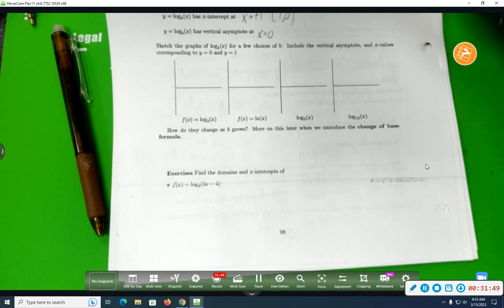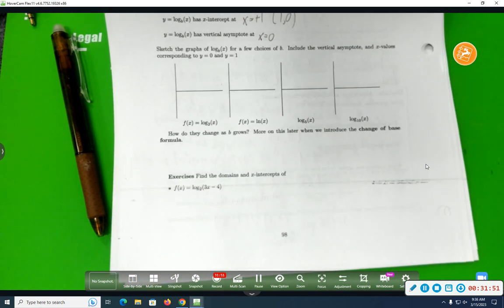All right, so log base 2 of 3x minus 4. Let's try to compute. I guess this just wants the domain and the x-intercept. Let's try to find both. Let's try to find the domain. Let's try to find the x-intercept. What should we do first? The x-intercept seems easy. Let's find the x-intercept.